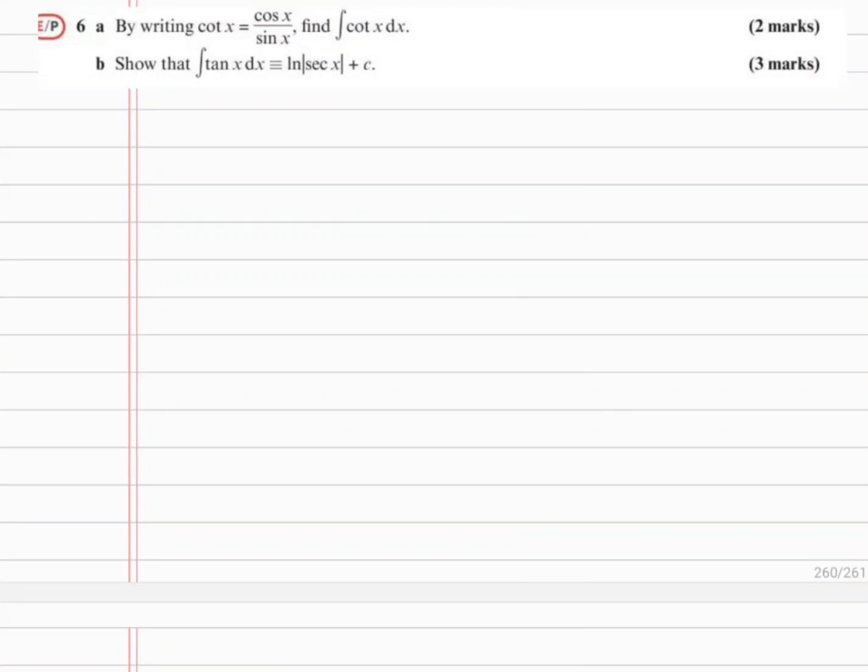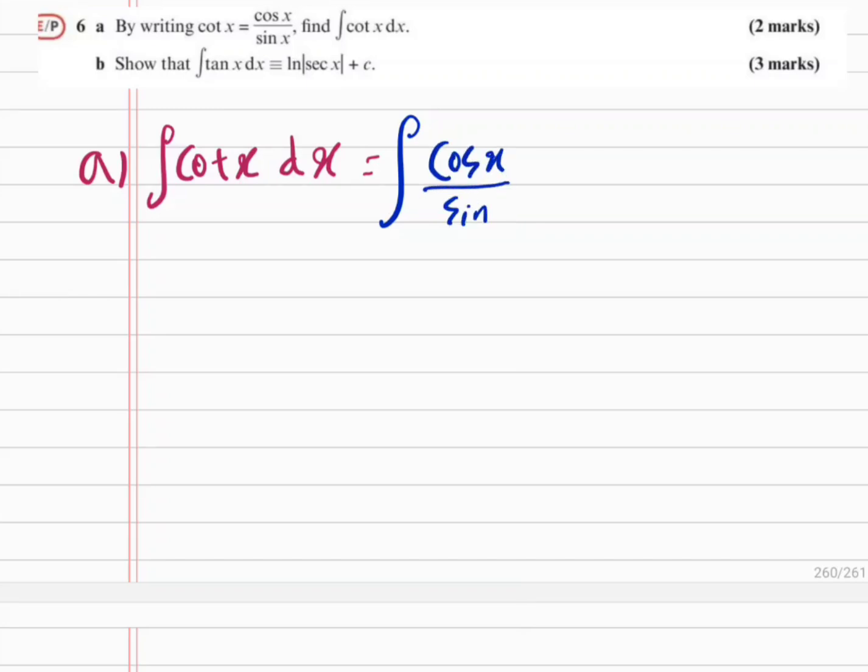Hi everyone, this video is Exercise 11, Question 6. In part A, we want to use the fact that cot x is equal to cos x over sin x to integrate cot x dx. As the question shows, or actually this is something that we need to know in general, cot x is equal to cos x over sin x.